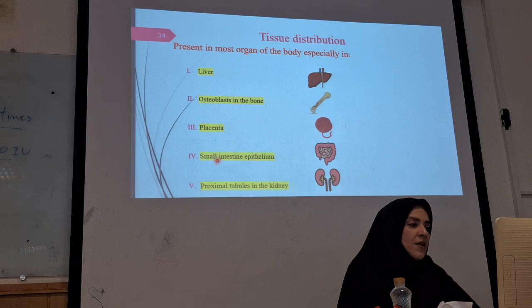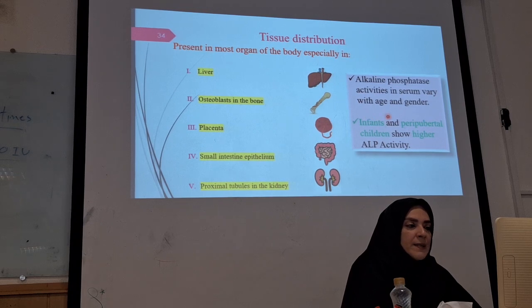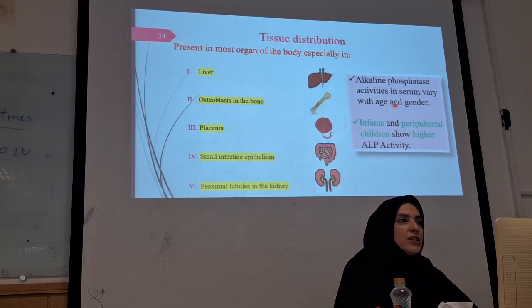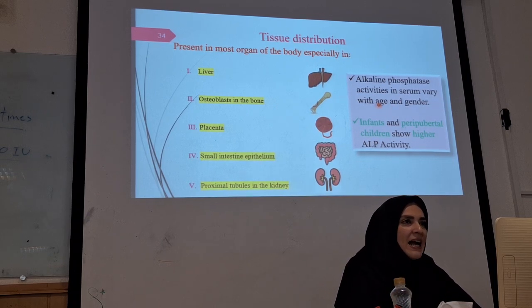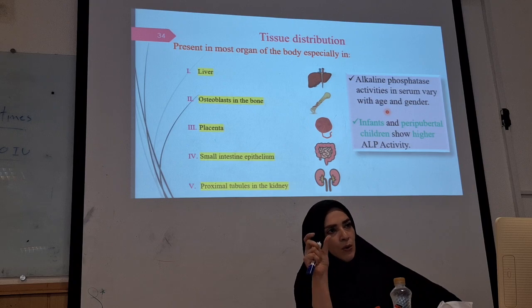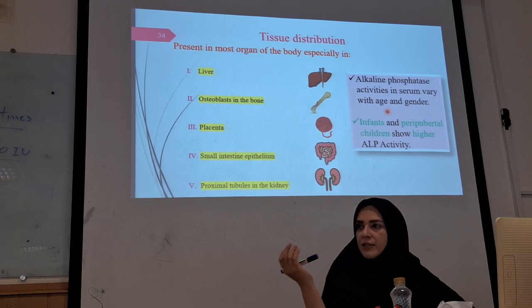And also we have some in the small intestine and some in the proximal tubules in the kidney. But these are in very low concentration. So you should consider this point. These vary with age and gender, and in the next session I will describe that. We have a different normal range for male and female. And also we have a normal range, for example, up to 55 years old, and older than, for example, 50, we have another normal range.